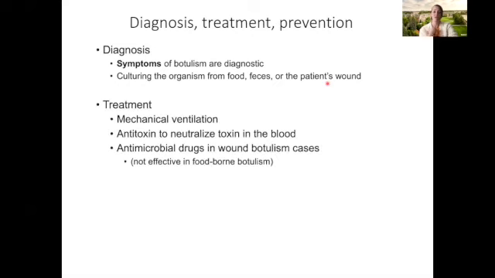Treatment here is similar to treatment for tetanus. Mechanical ventilation would be very, very important to make sure our patient is still able to breathe in and out, because remember, they cannot contract the diaphragm to bring in air. We can use an antitoxin to neutralize the toxin in the blood, prevent it from acting on those neurons. And then we can use antibiotics and antimicrobial drugs in the instance of wound botulism only to get it out of that wound. These drugs are not effective for foodborne botulism. They don't make a difference, so we're not going to prescribe them.